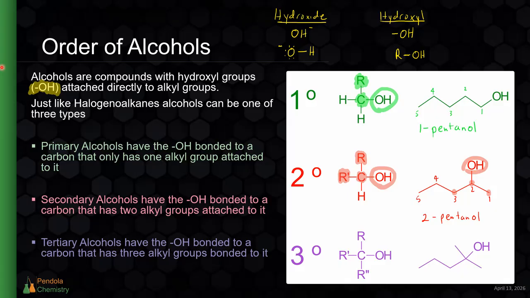And then the last type of alcohol, which is tertiary, is one where the hydroxyl group is bonded to a carbon that has 3 alkyl groups bonded to it. So here we can see how our hydroxyl group is bonded to this carbon, and this carbon has 1, 2, 3 carbon chains bonded to it, making it a tertiary alcohol.